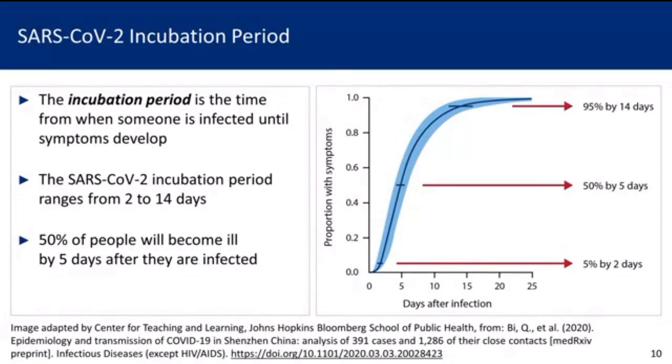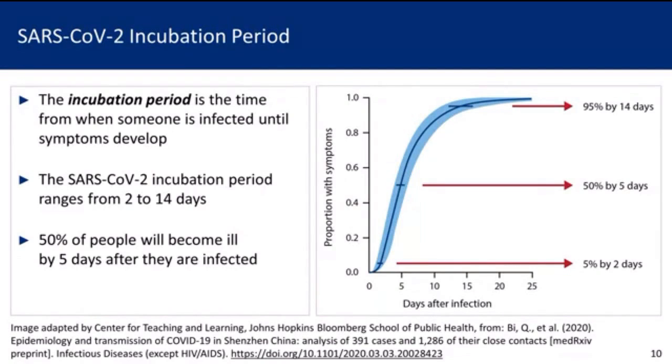So most people infected with this virus will develop signs and symptoms between 2 to 14 days after they are infected. You can see here on your screen the proportion of people who develop symptoms by each day after they are infected. So 5% of all people infected with this virus will develop signs or symptoms within 2 days. So it can be very quick.